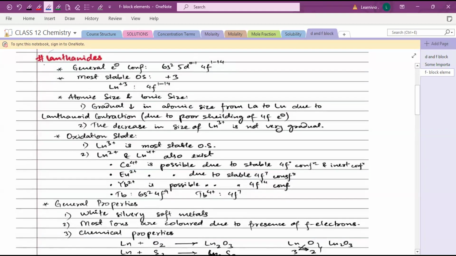Next, what about the general electronic configuration? You know very well the lanthanoid series is also known as the 4f series, and the actinoids are known as the 5f series. Because you fill the electrons in the 4f orbitals in lanthanoids, and in the 5f orbitals in actinoids. The general electronic configuration of lanthanoids is 6s2 5d 0 to 1, 4f 1 to 14.